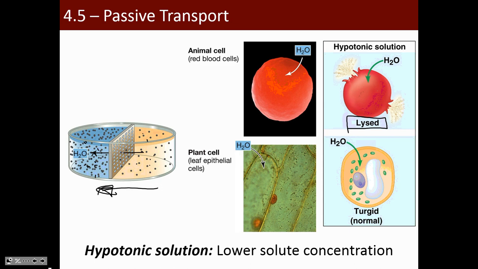Little tear, our dead red blood cell. Plant cells, an aquatic plant cell, super happy in a hypotonic solution. And that's because of the cell wall. The cell wall makes all the difference.